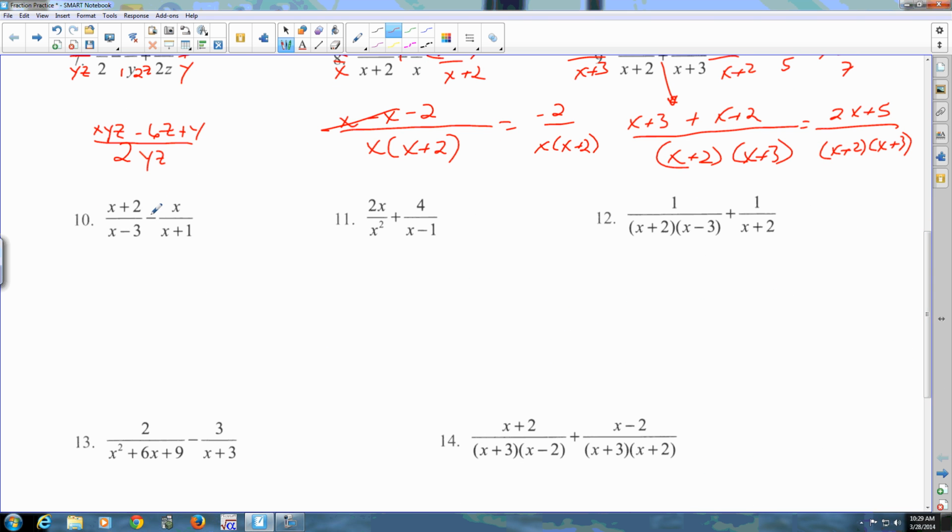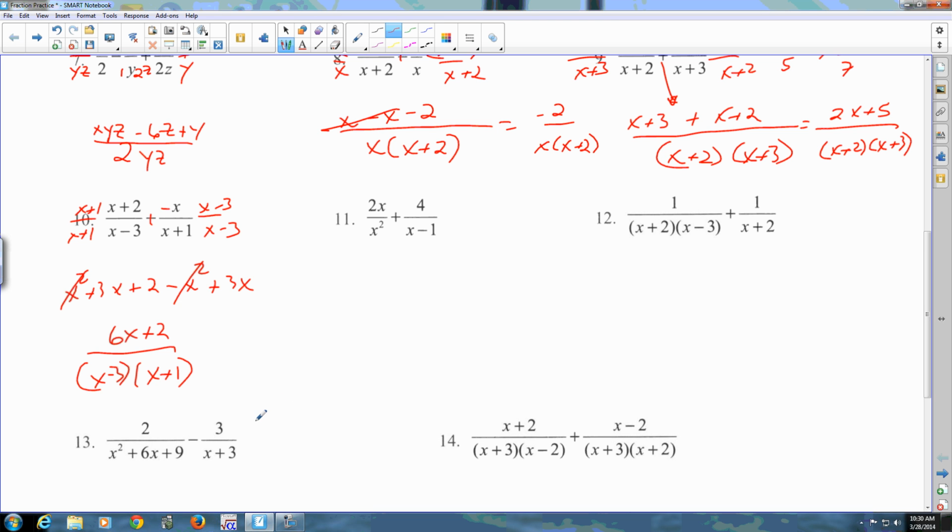Alright, here, I'm just going to move this up so I don't lose it. I need both of those for my LCD. So this one needs an x minus 3. This one needs an x plus 1. Yes, you have to FOIL this out. So that would be x squared plus 2x plus 1x is 3x plus 2 minus x squared plus 3x. So notice the x squareds cancel. 3x and 3x make 6x plus 2 over your LCD of x minus 3, x plus 1. Okay, that would be your final answer.